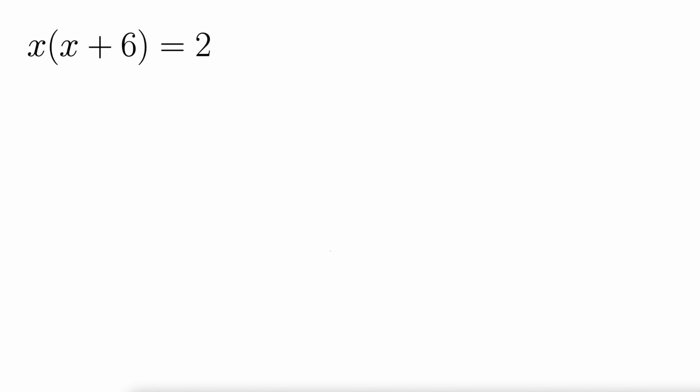Okay, let's solve this example. We have x times quantity x plus 6 equals 2. Now, sometimes people get stuck and just don't know how to proceed at all with this kind of thing. One thing you definitely cannot do is set each one of these terms equal to 2. That only works when you have 0 over here. So don't make that mistake. I would say it's a trap. Don't do it.